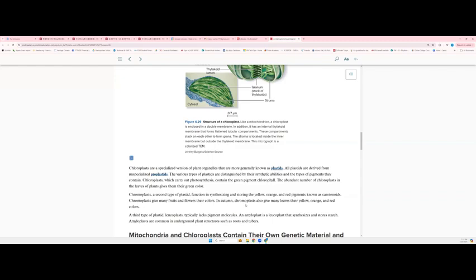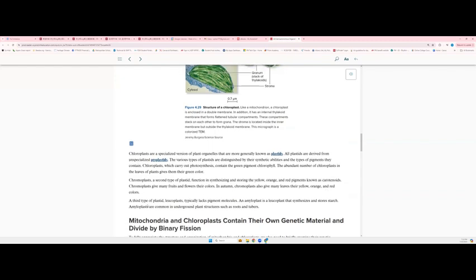So in the autumn, this chromoplast gives many leaves the yellow, orange, and red colors. So that's the second type of plastid. The third type is called the leucoplast. This type of organelle doesn't have a pigment molecule inside. It is used to synthesize and store starch.